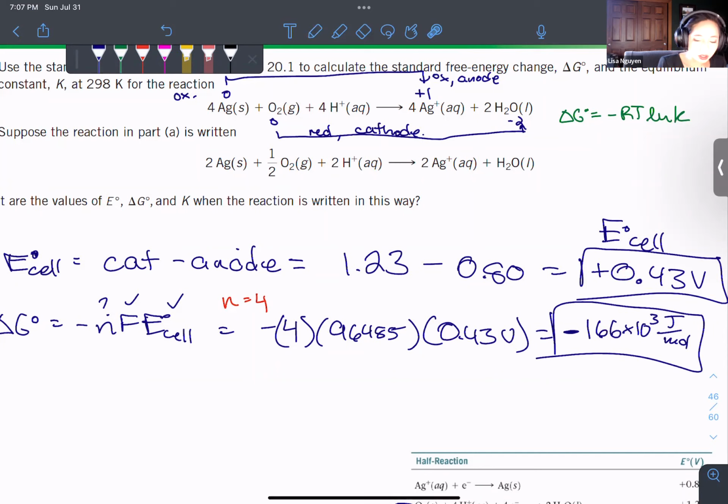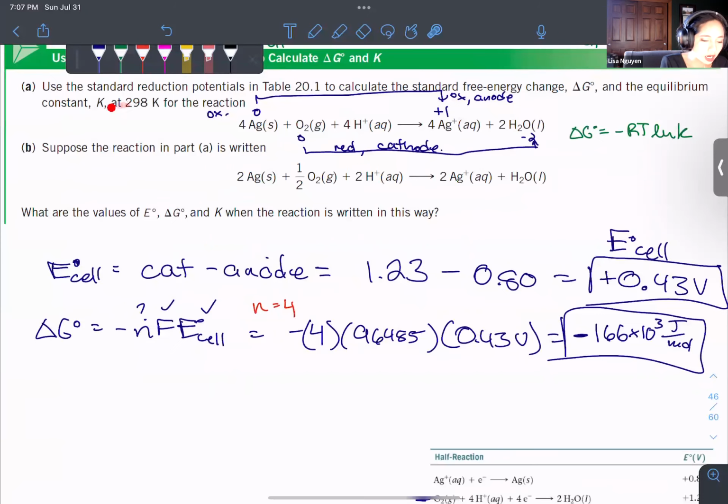The next part of this question says calculate the equilibrium constant K. So now we just have to plug in that delta G value we just got into the equation that relates the equilibrium constant to Gibbs free energy. We know delta G, R is a constant, and T is given, it's 298 Kelvin. So all we do is plug in that number we just got and solve for K in this case.